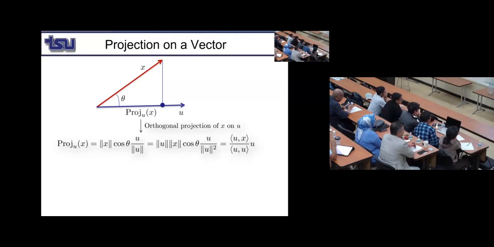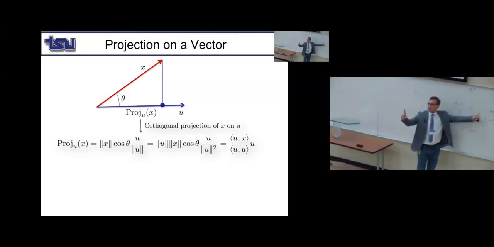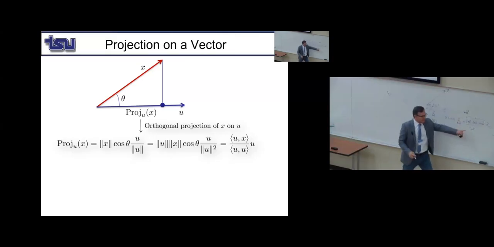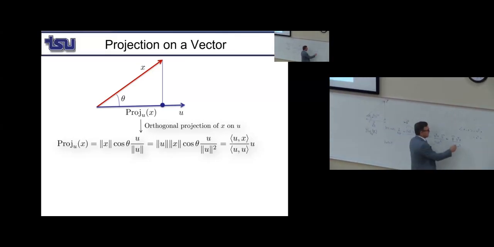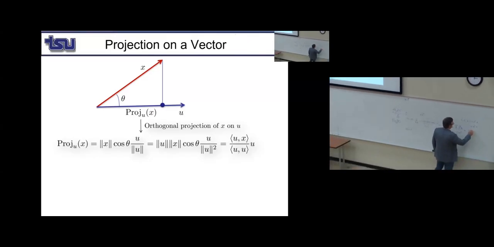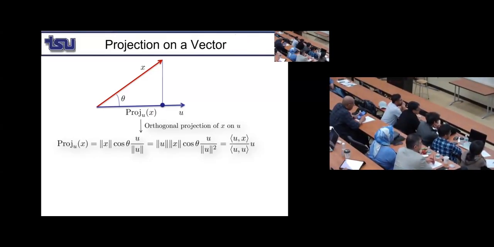But let's assume that u is already size 1, if u is already a unit vector, then I can get rid of this, right? Assume we are starting with a length 1 vector. Then this becomes u transpose x, right? That's it. The projection of x on vector u is u transpose x. Do you agree now? Okay, so this is getting really interesting right now.